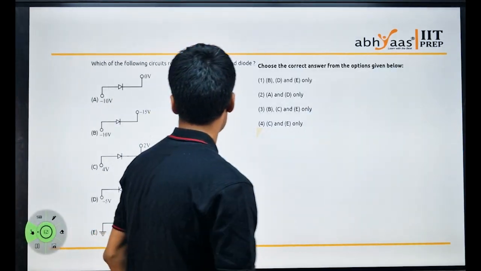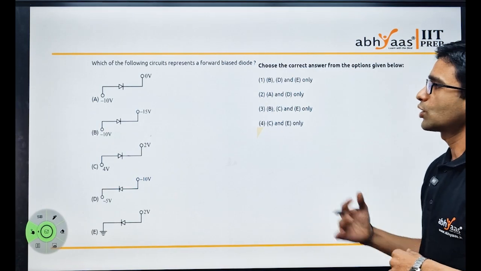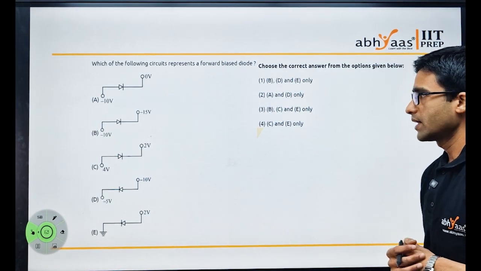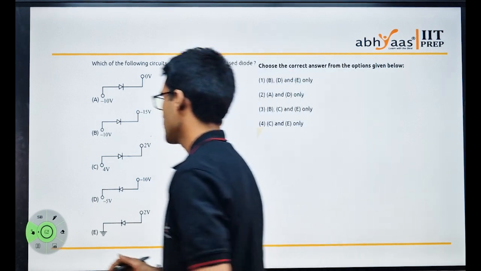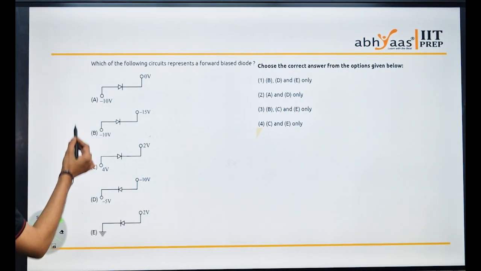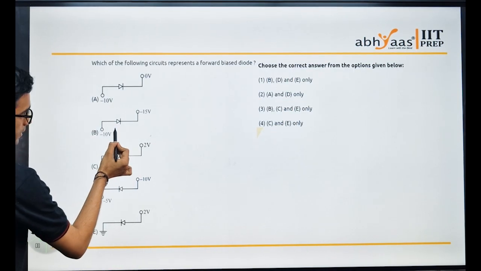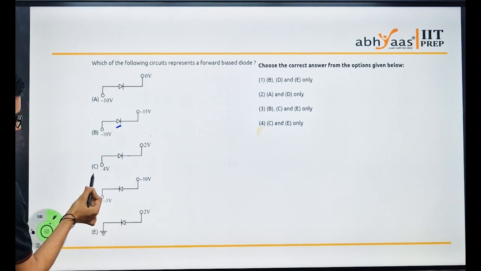So now going to the next question. Next question, if you see, whichever circuit has a forward bias diode, you can easily understand from these options. If you see B, what happened? It is decreasing. Okay. C, what happened?